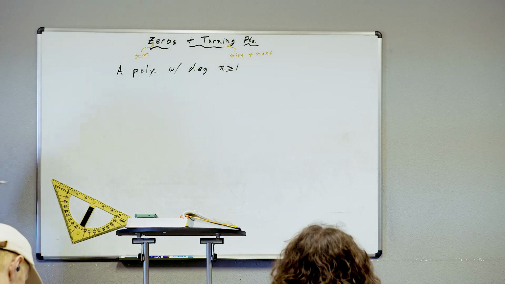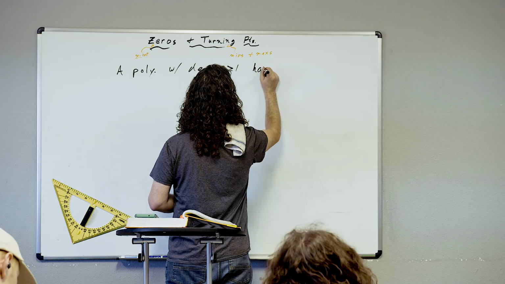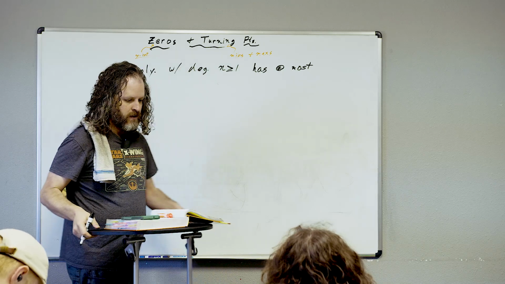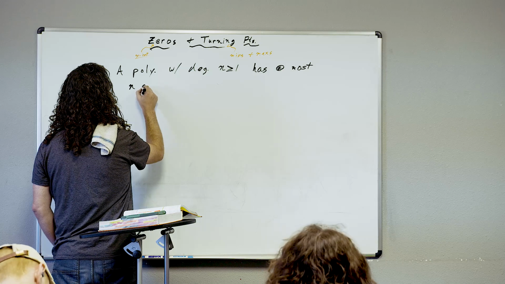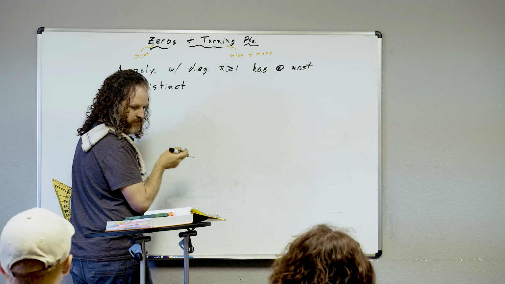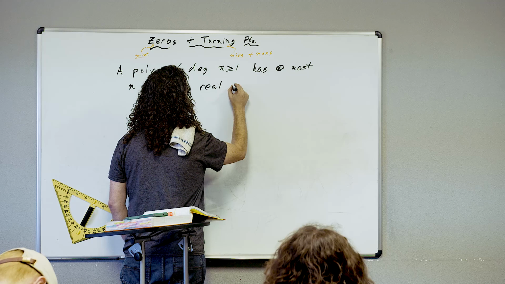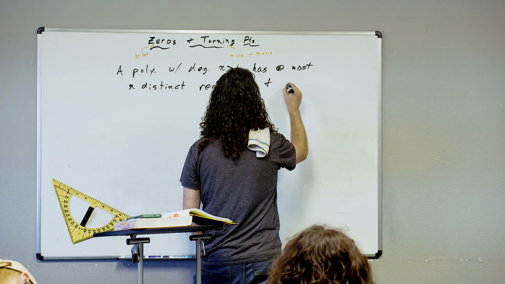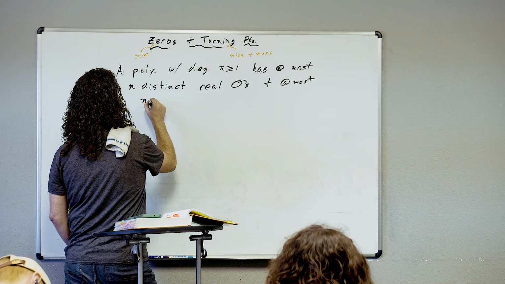But a polynomial function with degree n greater than 1 has at most n distinct zeros, real zeros, we should specify, and at most n minus 1 turning points.